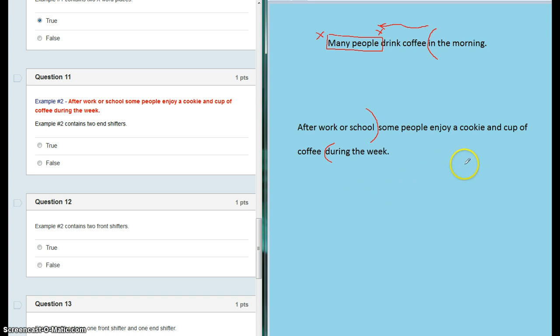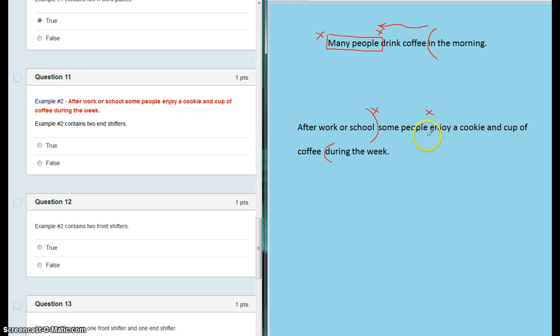Next, let's look for my X word places. Again, I don't have an X word here, so I know it's do, does, or did. I look at the verb enjoy, and I know that the X word is do. Do some people enjoy a cookie and a cup of coffee after work or school during the week? Yes, they do. And you'll notice when I asked my yes or no question, I moved my front shifter to the end. That's generally how people do that, when they ask questions, usually they put shifters at the end. You don't have to, but you can.